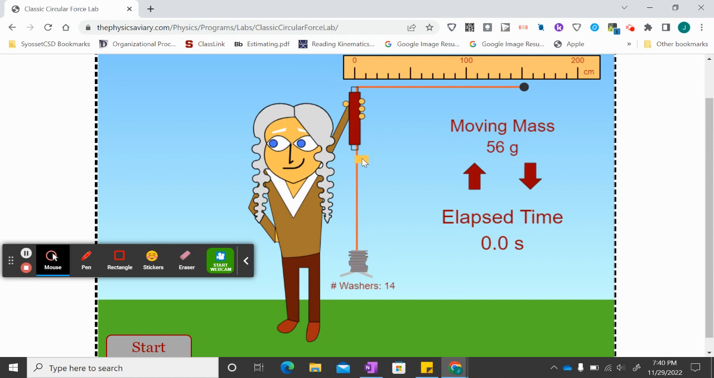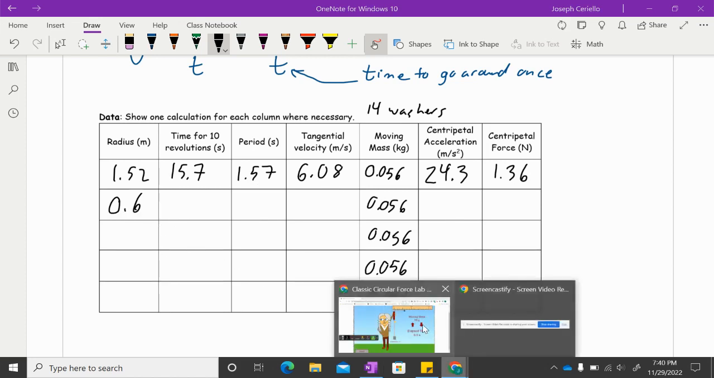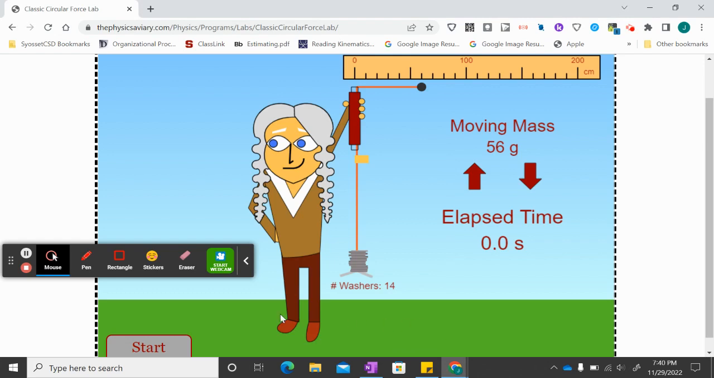So what do I do for the second trial? I just need to change the radius to something different. Okay. I'm going to make my radius pretty small. Right about there. I like that spot. So that's almost exactly 0.6 meters. Okay. So let's record that. Let's get the time for 10 revolutions. This one's actually going to be way quicker.